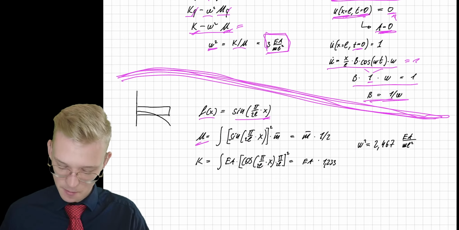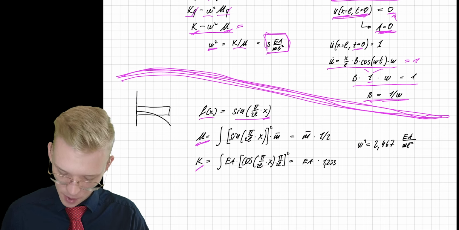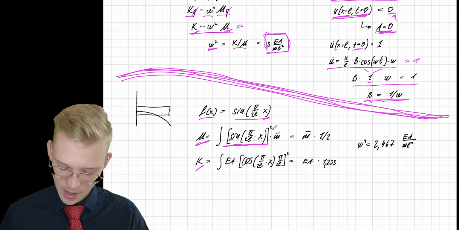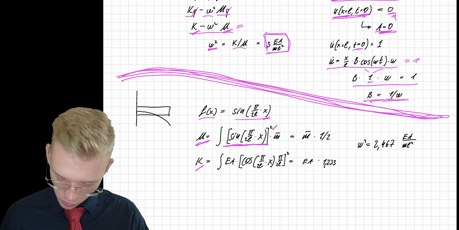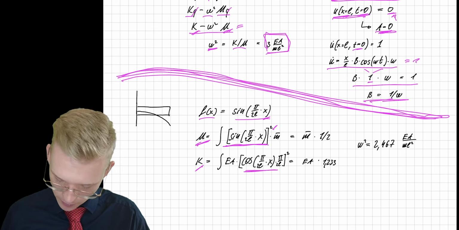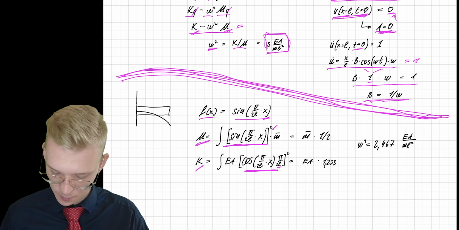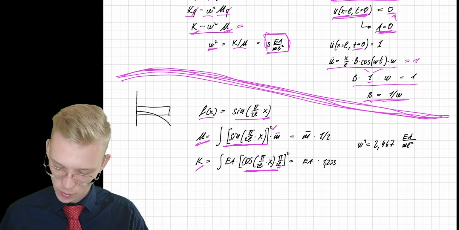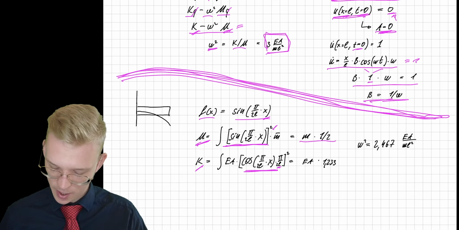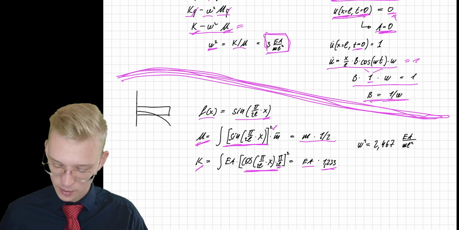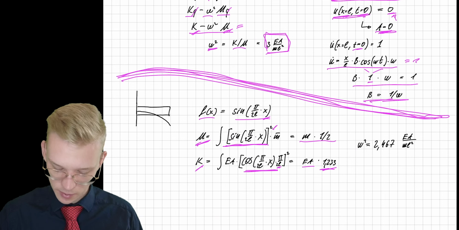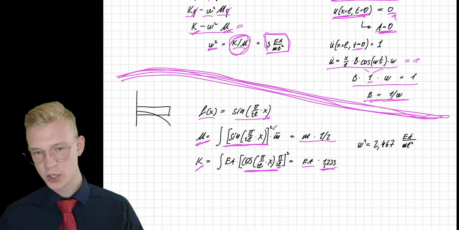So we do the mass matrix again and the stiffness matrix. Here we do the simple squared function, don't forget the square, and here we do the same thing squared, but with a derivative. That's why we have 2 pi over 2L right there. And we will get the mass, this is just the mass, times 1.5, and Young's modulus times area times 1.233.